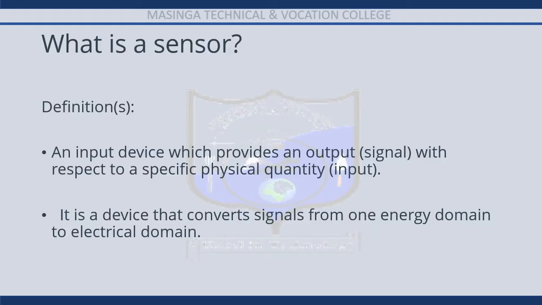The first question is, what is a sensor? A sensor is an input device which provides an output signal. This output is in respect to a specific physical quantity. A sensor is also a device which converts signal from one energy domain to the electrical domain. For example, heat energy to electrical energy, sound energy to electrical energy.